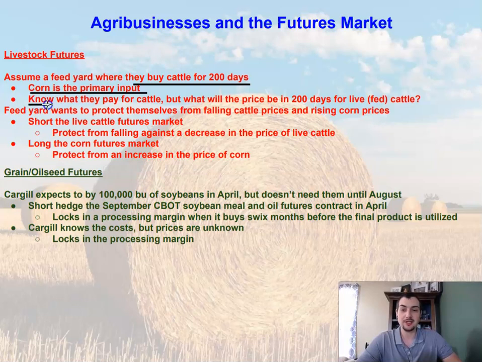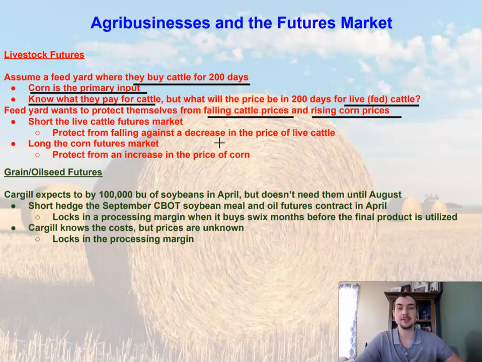So guess what? They know what they pay for their cattle. So they understand what their costs are to buy those cattle. But what they're worried about is, what is the price going to be for those fed cattle or those live cattle in 200 days? So this particular feedlot, they want to protect themselves from, of course, falling cattle prices and rising corn prices. So what are they going to do? They are actually going to short the live cattle futures market.